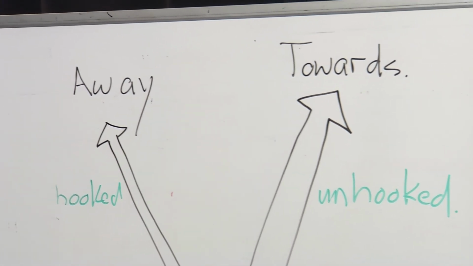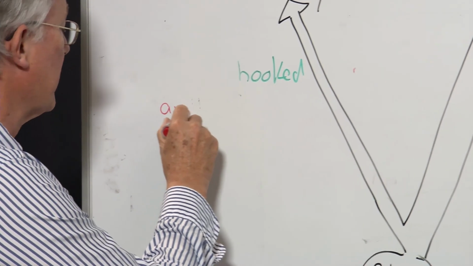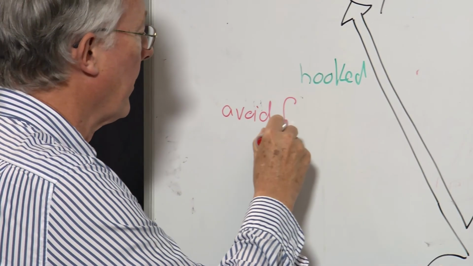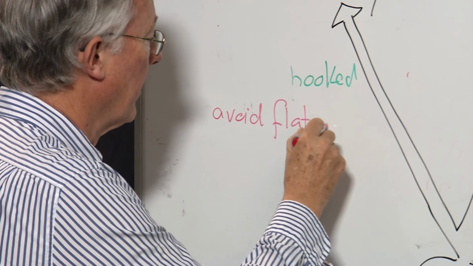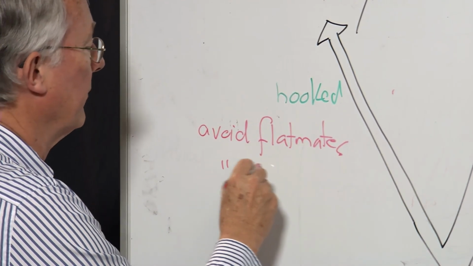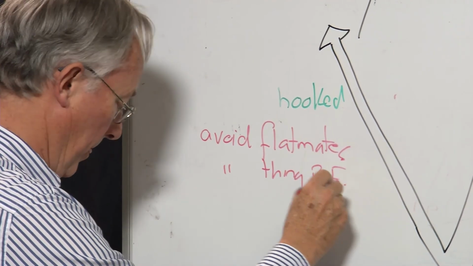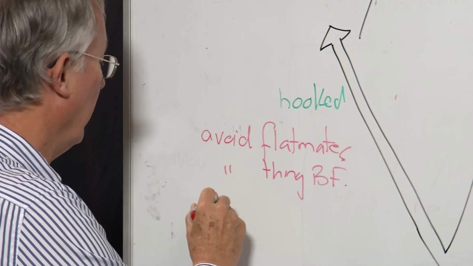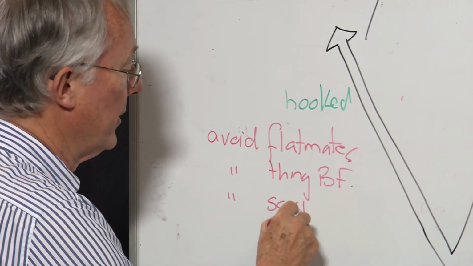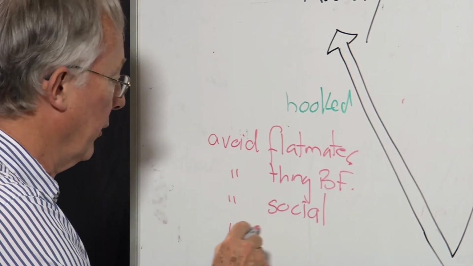So in Sarah's case, over here would be avoiding flatmates, avoiding thinking of boyfriend, avoiding social engagements, and avoiding her family.